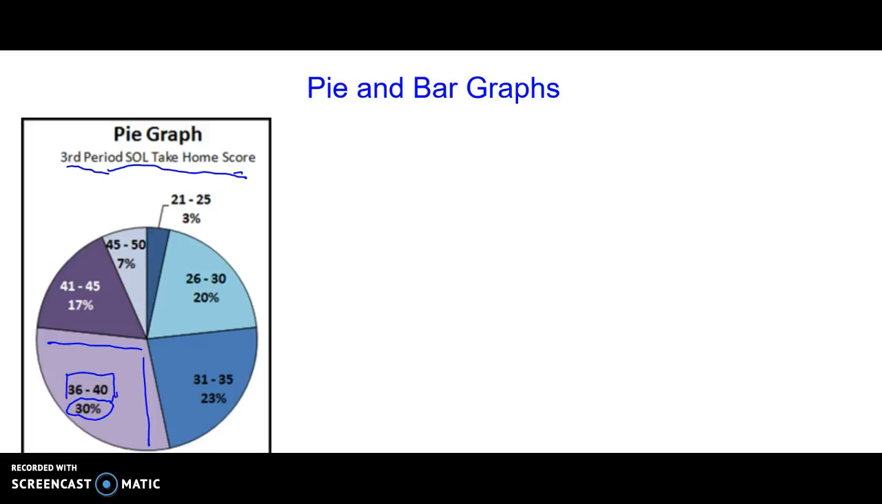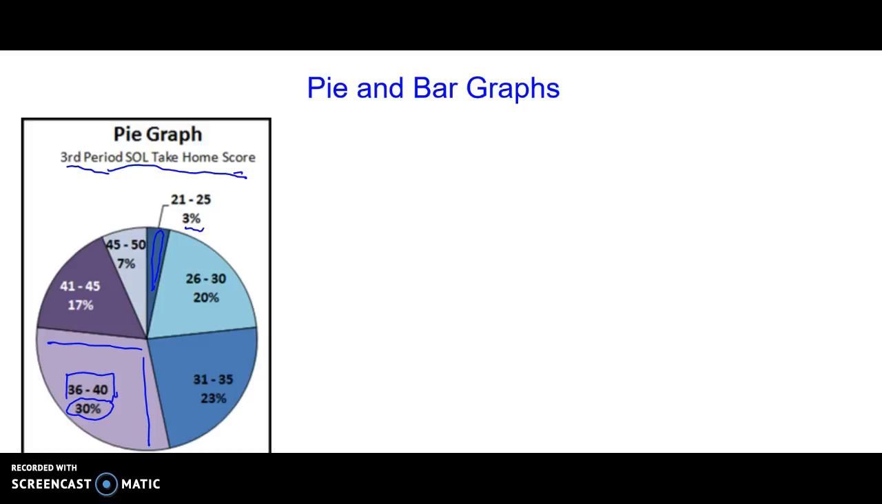What that means is that 30% of the students who took the test scored in that range from 36 to 40. And then we see we have some other slices, all slightly smaller, going down to the smallest slice here at 3% for scores ranging from 21 to 25. This chart tells us how each range compares relative to one another, but without knowing how many students were in the class, we won't know exactly how many students are in each pie slice.